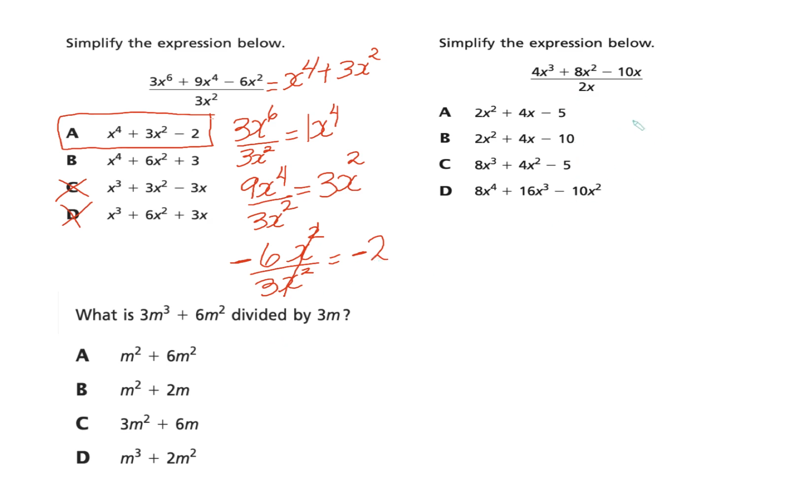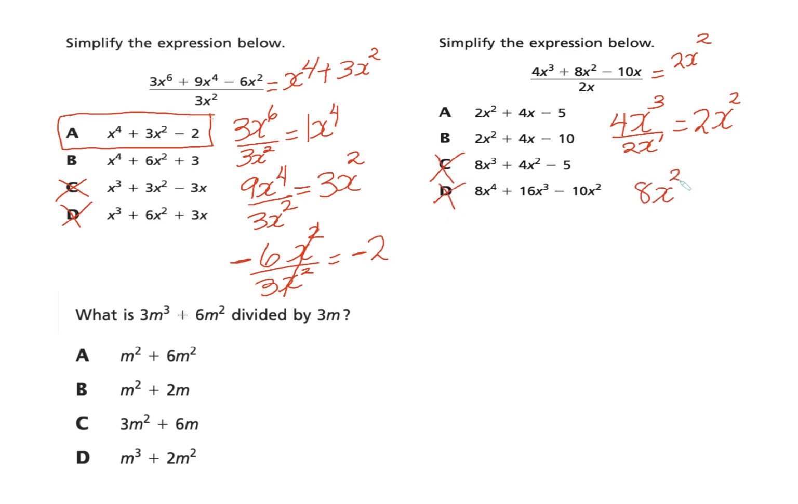Let's try this again. Simplify the expression. I have 4x to the 3rd plus 8x squared minus 10x, and everyone is being divided by the 2x. So the 4x to the 3rd divided by the 2x. 4 divided by 2 is 2. The bases match. That's an invisible 1. 3 minus 1 is 2. So my first term is 2x squared. So I can eliminate C and D.